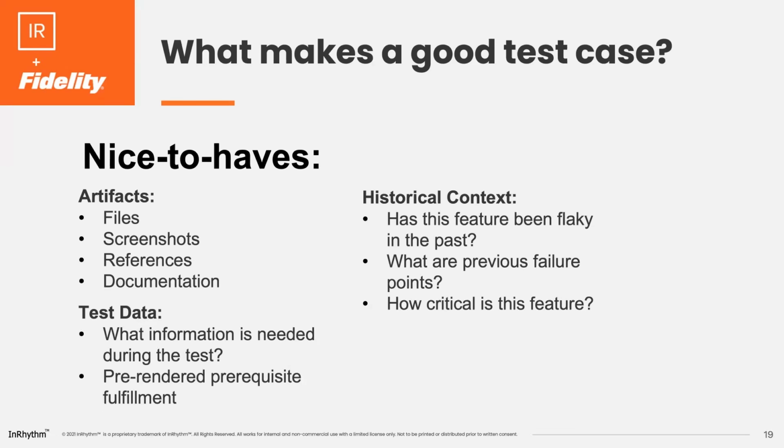And again, like before, historical context. Has this feature been flaky in the past? What are common failure points? And how critical is this feature? This will let me know really where we should be running this test, how often, all of that stuff that helps in planning.